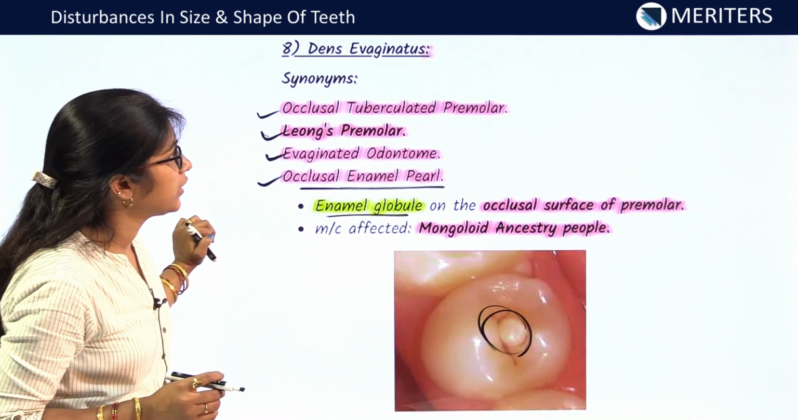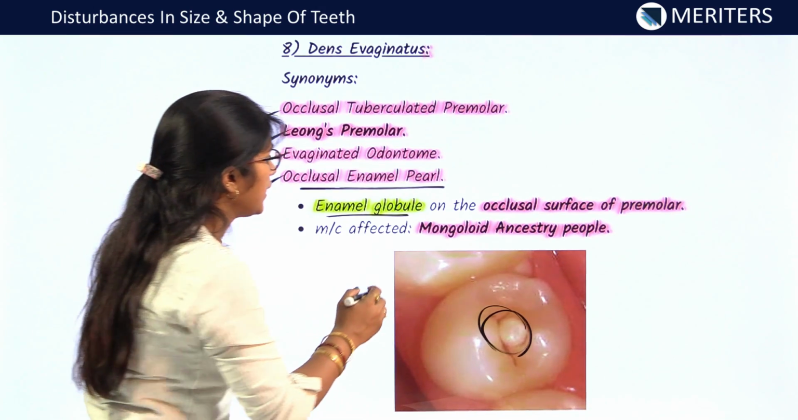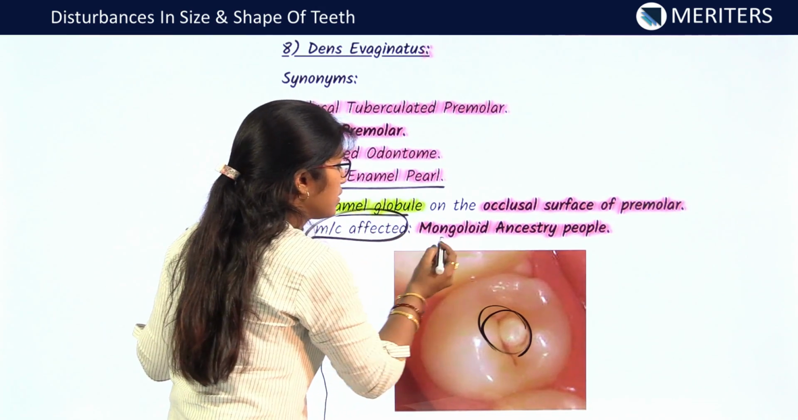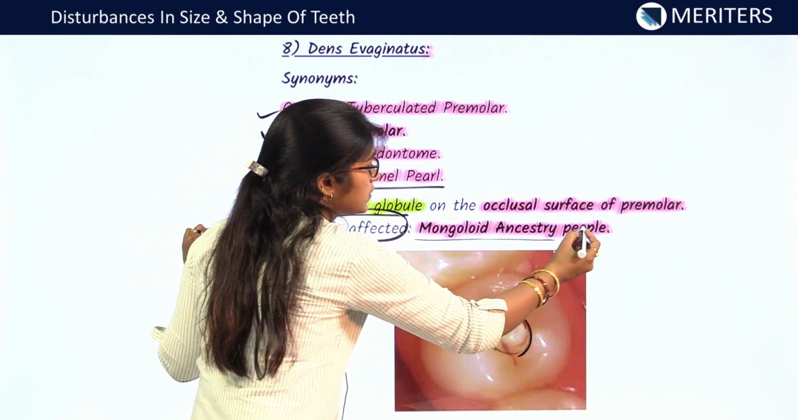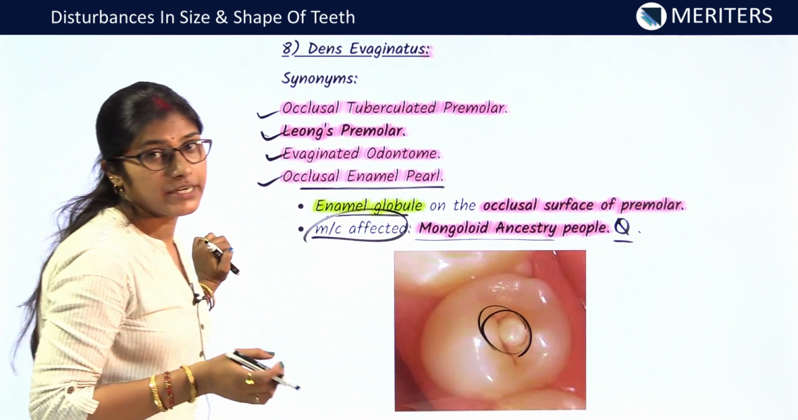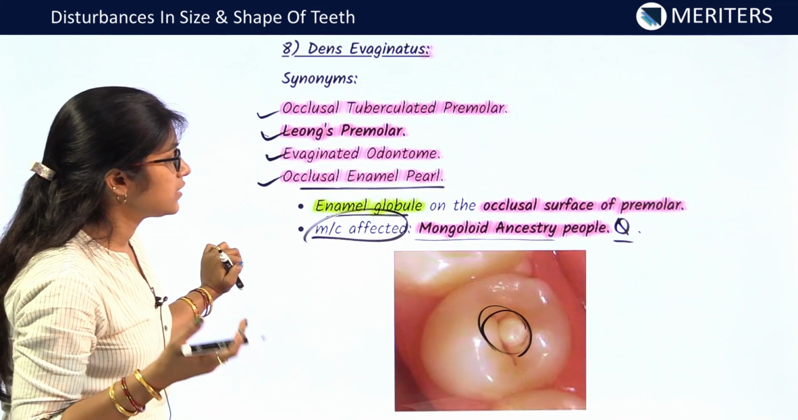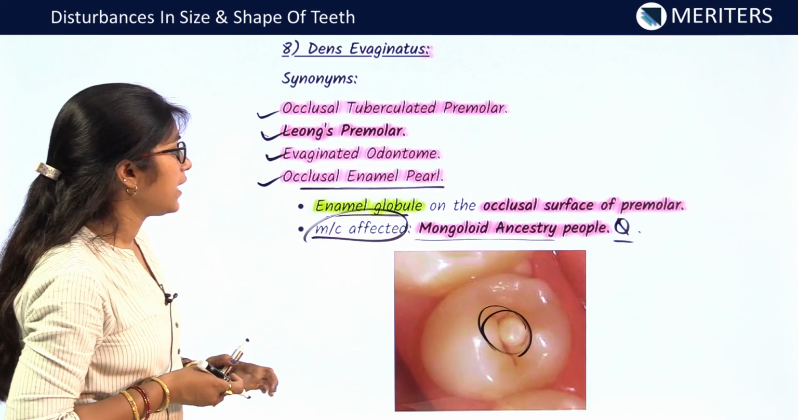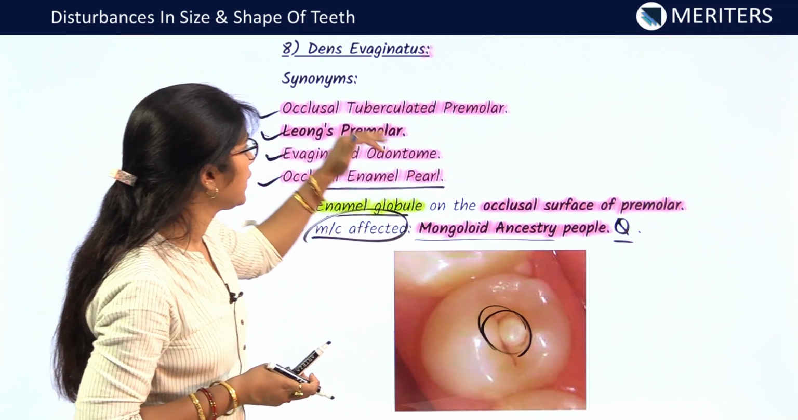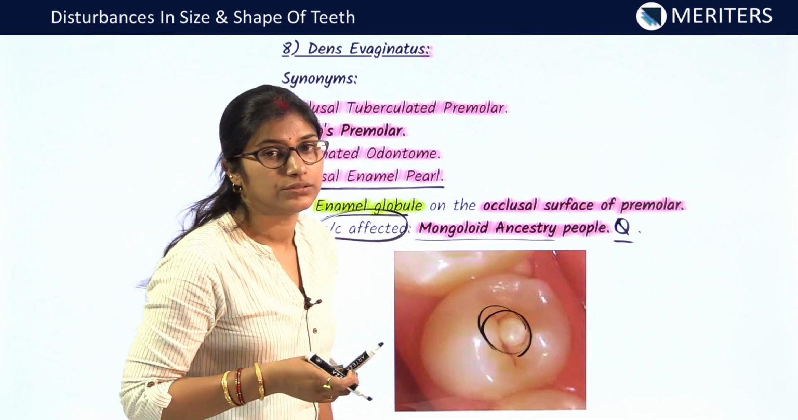So most commonly affected teeth, premolars for this dens evaginatus, and most commonly affected race, mongoloid ancestry people. Now this race is important for dens evaginatus. Okay, this is characteristic. The most commonly affected race is mongoloid ancestry people, and you should know the tooth, that is premolar, and the other names also are important, and see the clinical presentation.